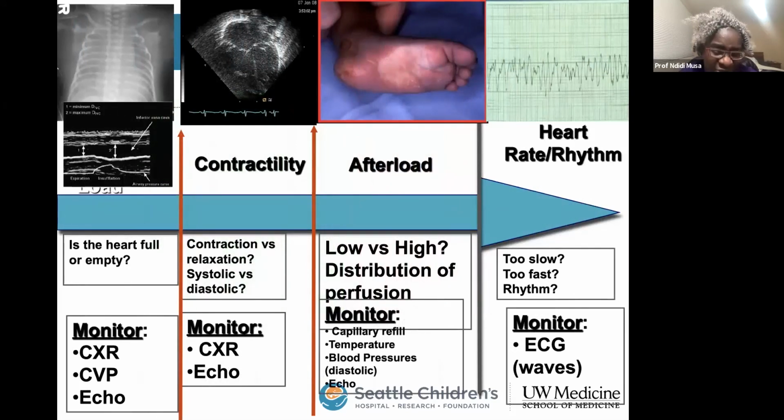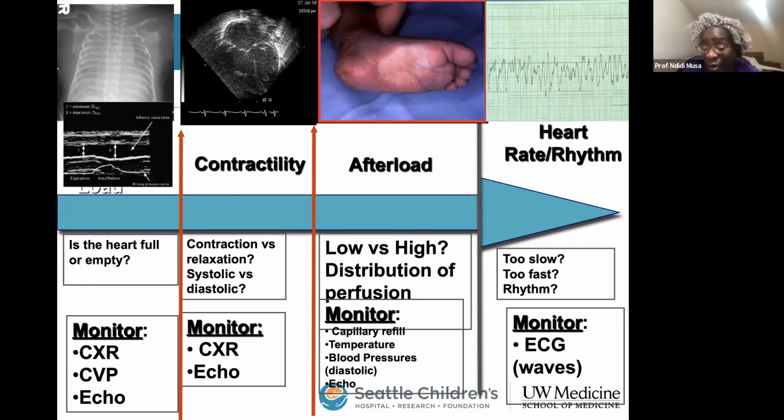Try to recognize it early. This is a good schema just to show you that if your heart is empty or full, you're dealing with preload. And how do you know your heart is full? You can get a chest x-ray and see that you have a widened chest x-ray with pulmonary edema; your heart is full. Or if you get an echocardiogram and look at the IVC caliber, if you see narrowing in the IVC, you know that the heart is empty. If you see a wide IVC, you know that your heart is full.